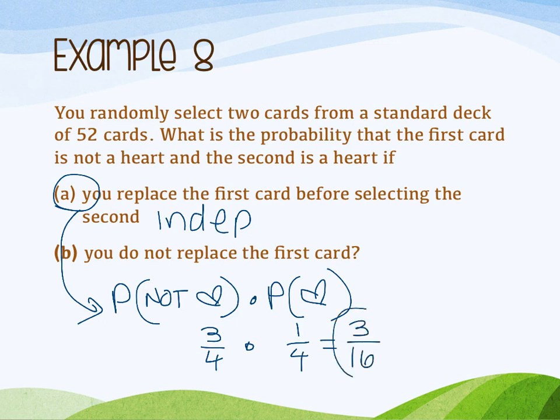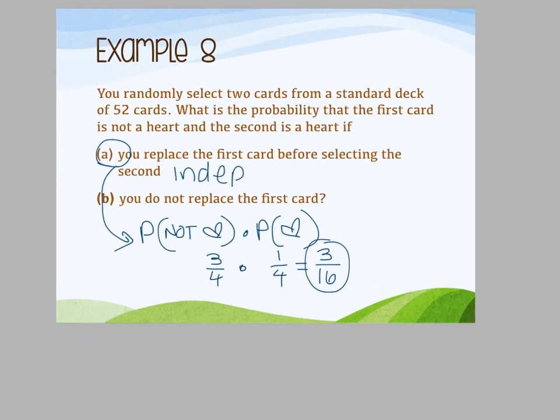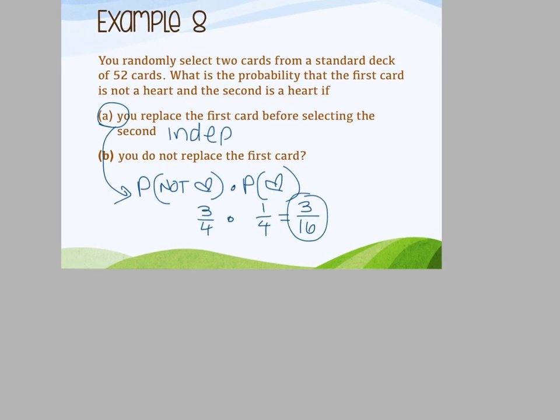So you multiply that by 1/4? Yep, 3/4 by 1/4, which is 3/16. That's if it is replaced. 3/4 is from not a heart. Not a heart, yep. So A is independent, just multiply them out.